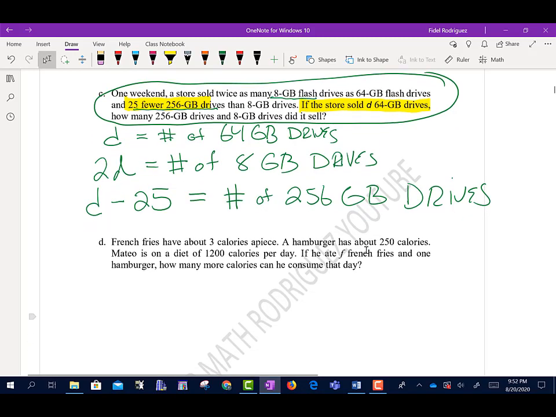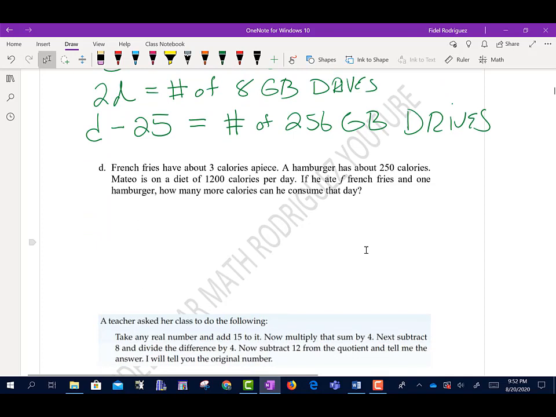All right, and there's a part D. Let's see if we can figure out part D. It says French fries have about 3 calories apiece, and a hamburger has 250 calories. Mateo is on a diet of 1,200 calories per day.